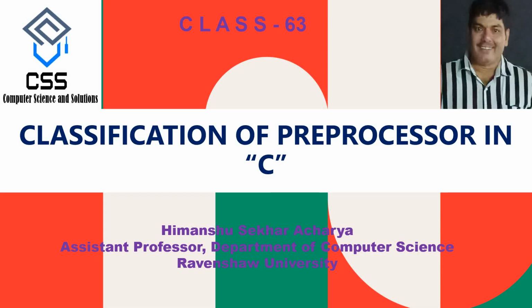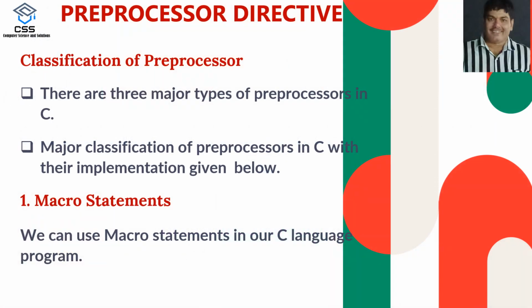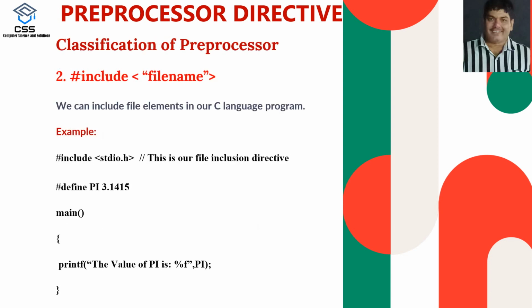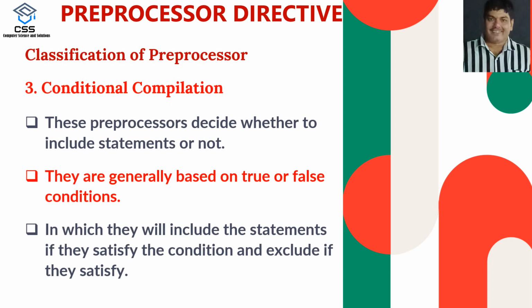Dear friends, in today's class we are going to discuss the classification of a preprocessor and some additional preprocessor directives. There are different types of preprocessor classifications. One is macro statement, one is include statement, and the third one is conditional compilation.